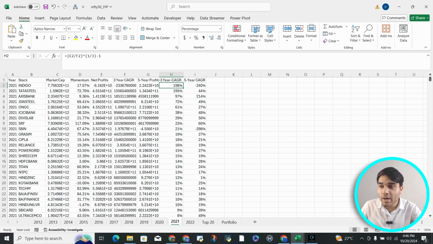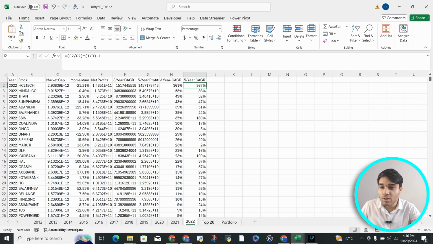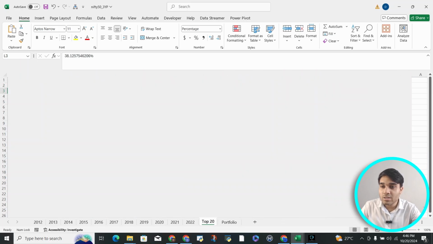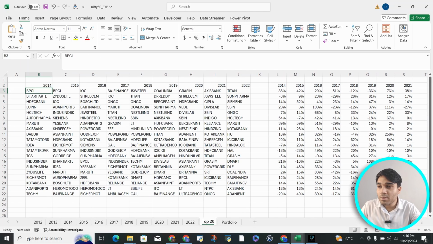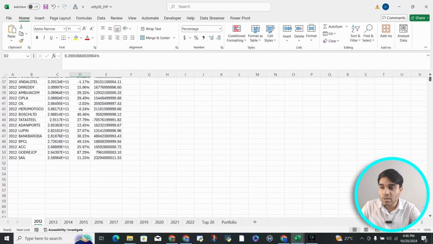So I actually took market cap, momentum, net profits, and 3-year CAGR also. And then once I got all of this information, I went to create this dynamic table where the information is being written here. I copied all of these values here. There's 20 companies each and every year. And I've taken this data only for the top 50 companies, right?